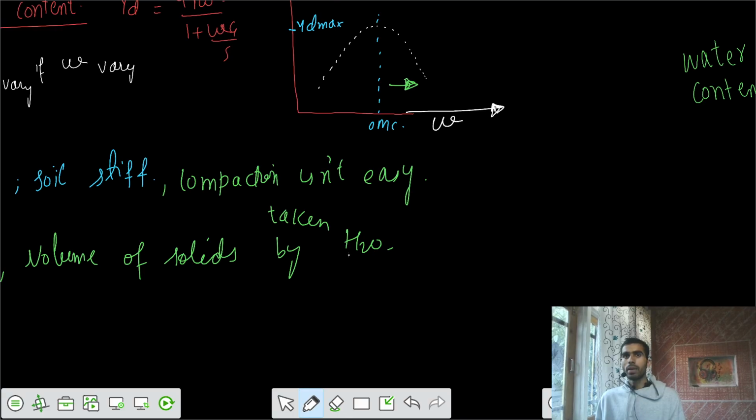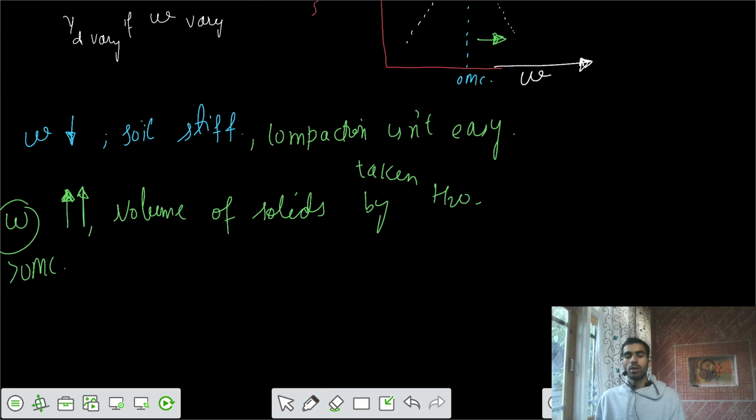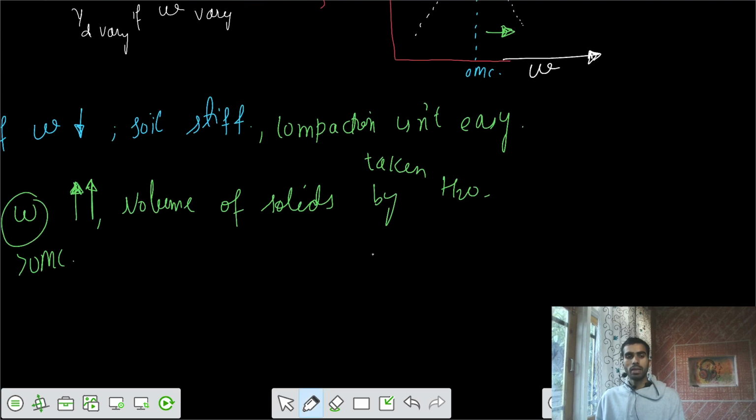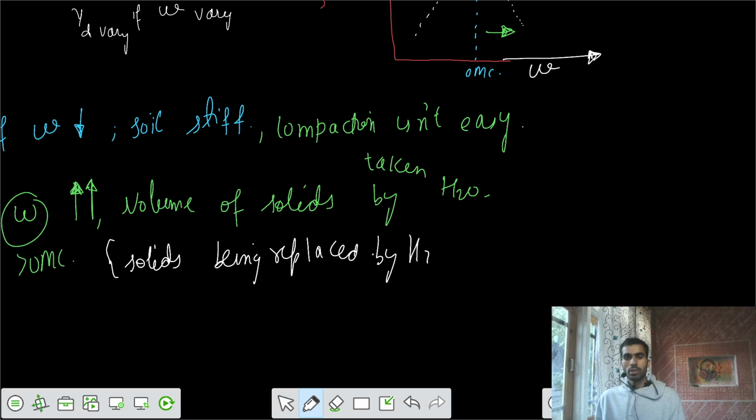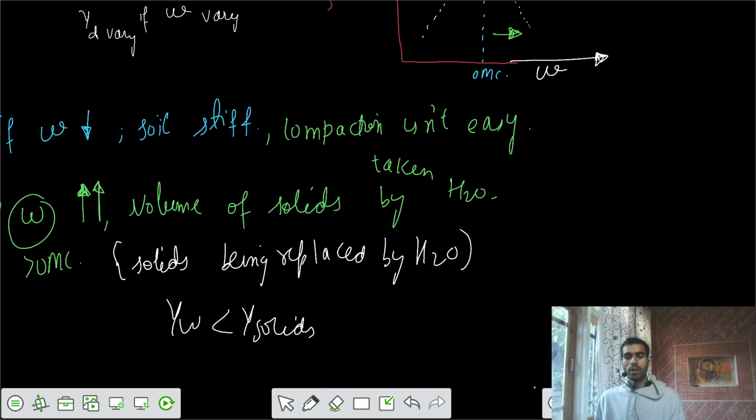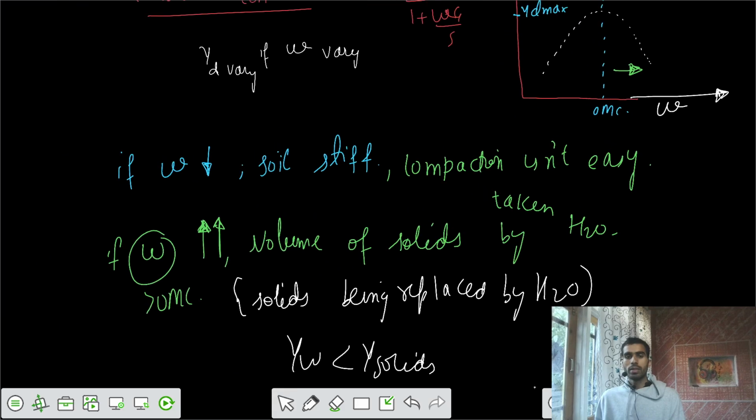So solids are being replaced by the extra water. Here we can write, solids are being replaced by the water. So that's why your gamma also changes, because gamma W is less than gamma solids. So that's why here your unit weight again decreases.